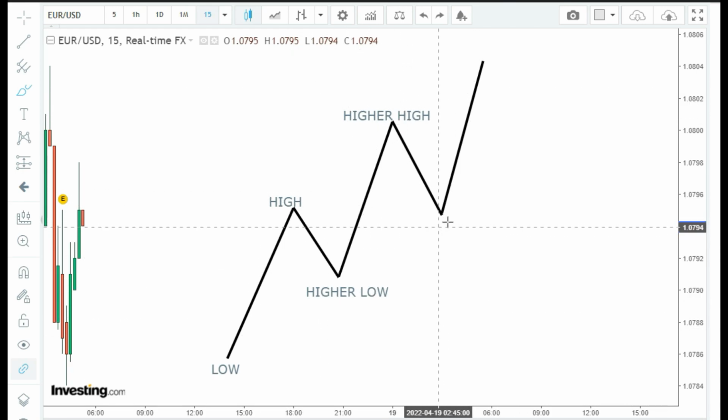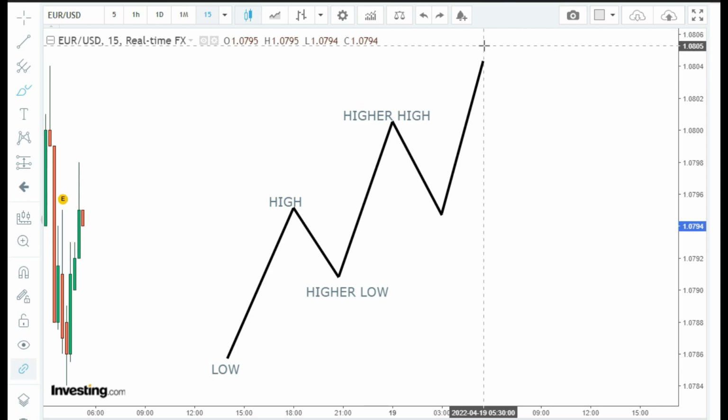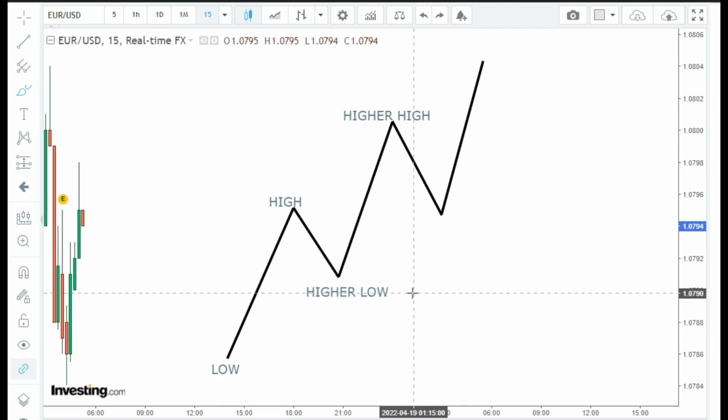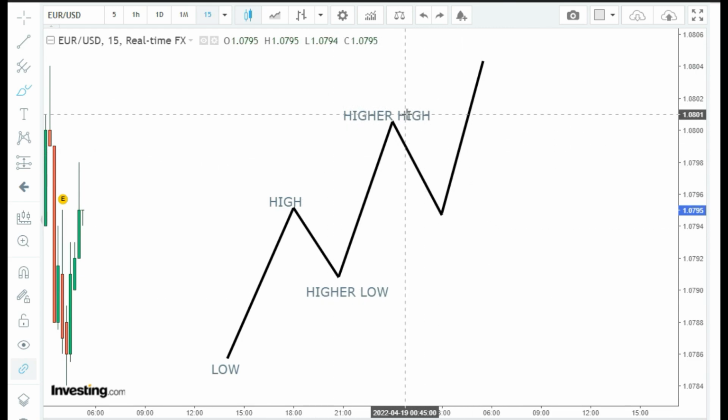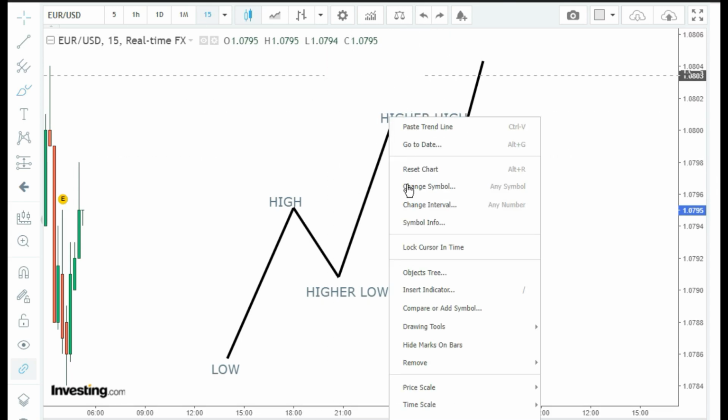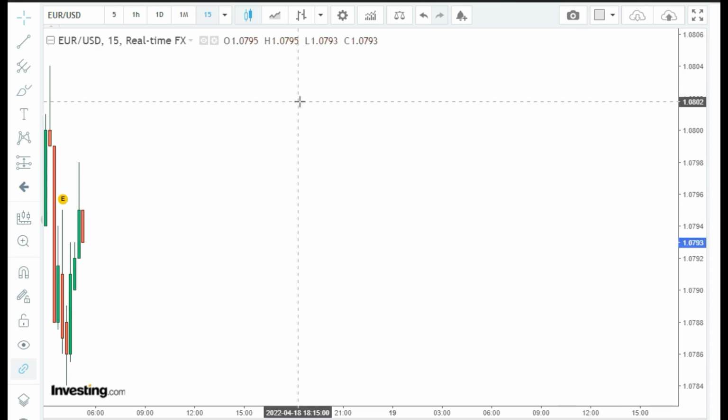This is the higher low again, and this is the higher high again. So this is about the uptrend. In order to find an uptrend, you have to find the higher high and your job is done. Now let's move on to the, I'll remove everything here. Now let's understand the downtrend again.